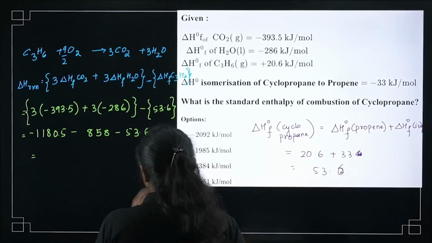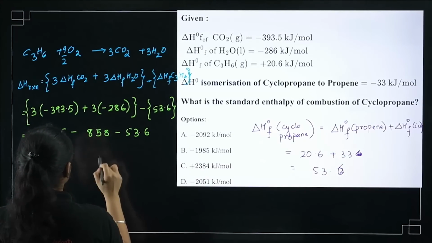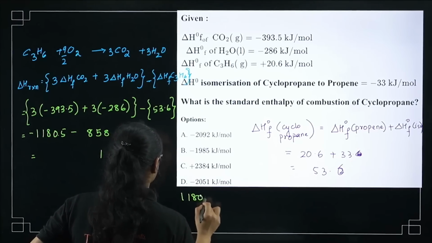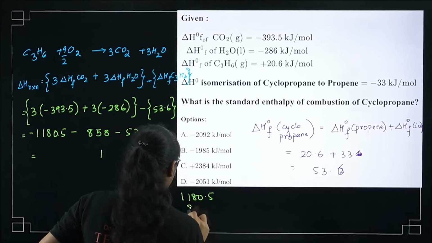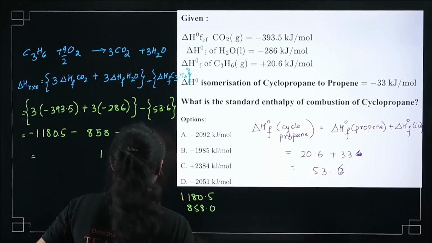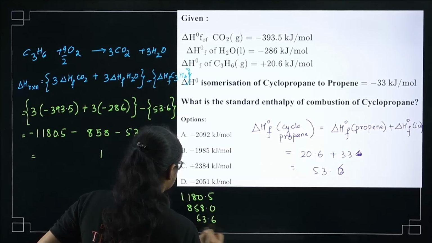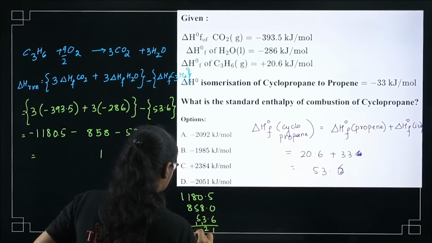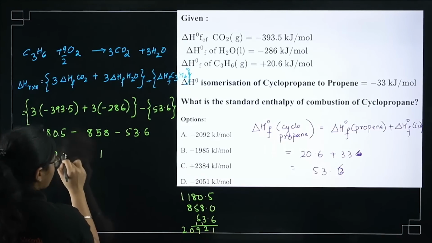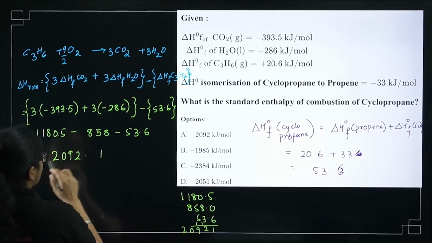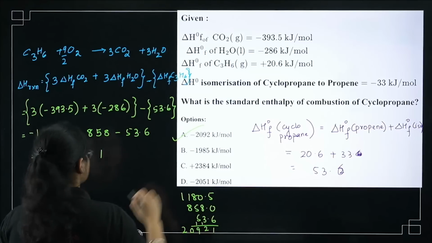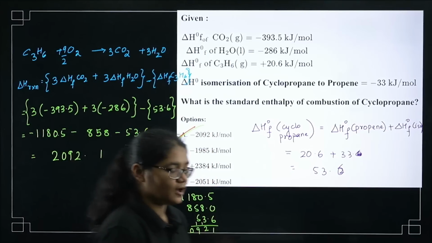Now let us add all these data. Let me calculate 1180.5 plus 858, then 53.6. Adding these, I'll get around 2092.1, so somewhere around 2092. That is why option A is the correct answer here. Okay, A is the correct answer, right?